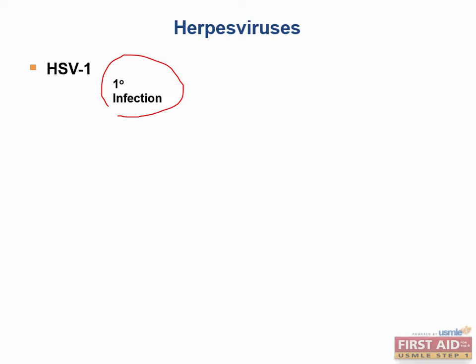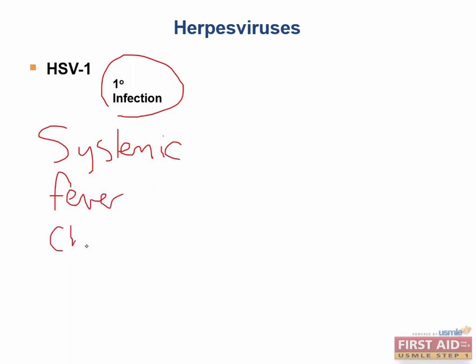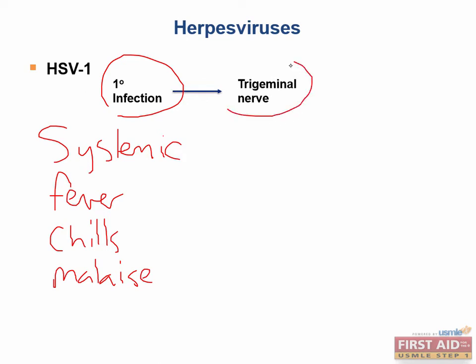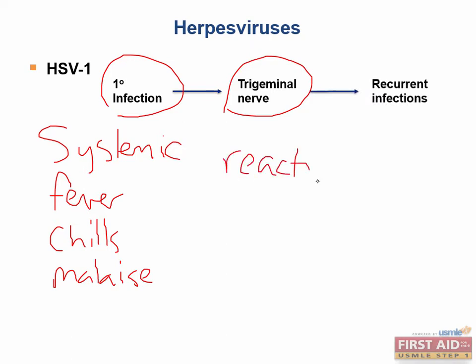During the primary infection, there is a more severe systemic reaction to the infection, including symptoms such as fever, chills, malaise, and even regional lymphadenopathy. Once the primary infection resolves, the virus becomes latent in the trigeminal nerve ganglia. Once it is in the ganglia, it can hang out there and wait patiently, and then it can reactivate and cause recurrent infections during periods of stress or in immunocompromised states.